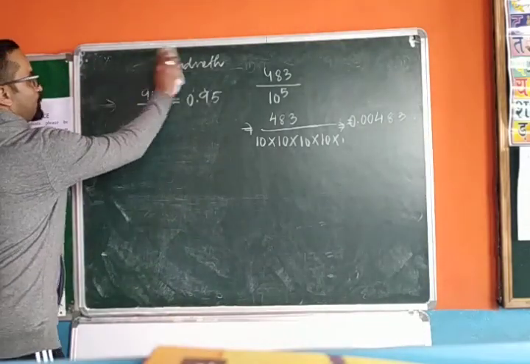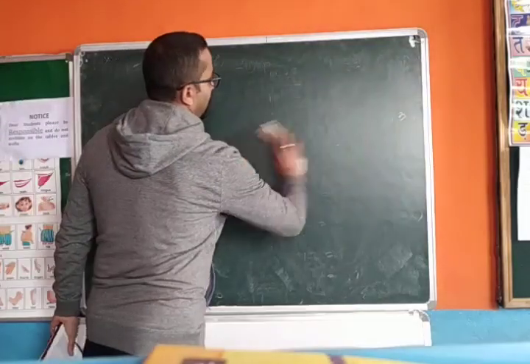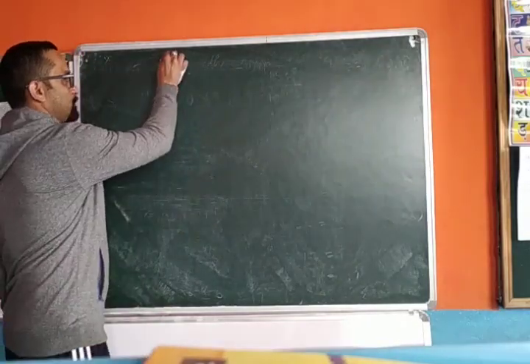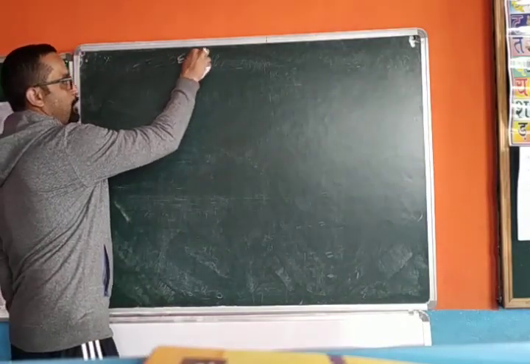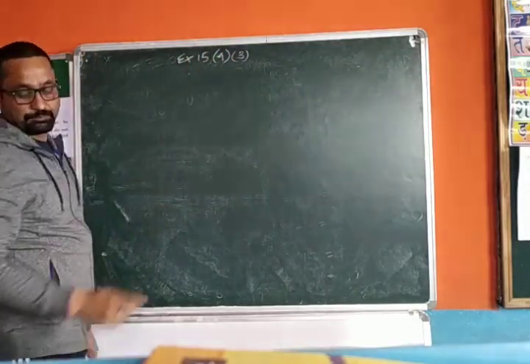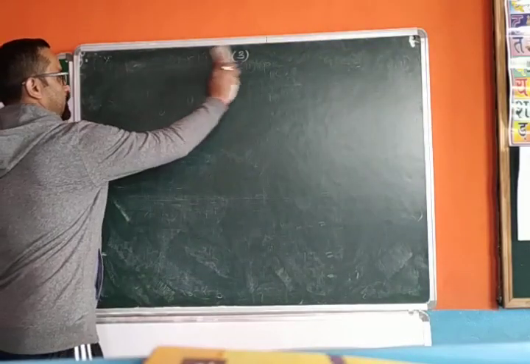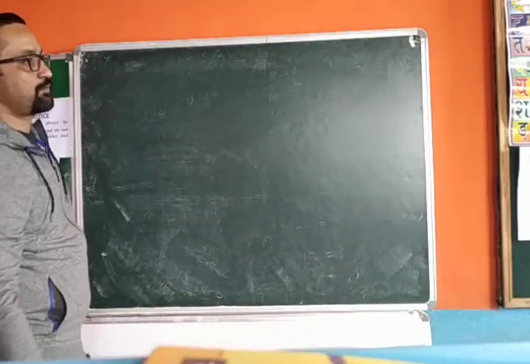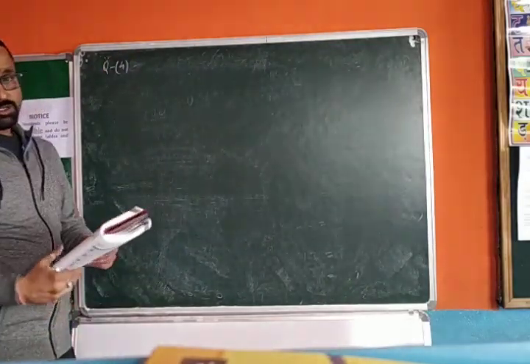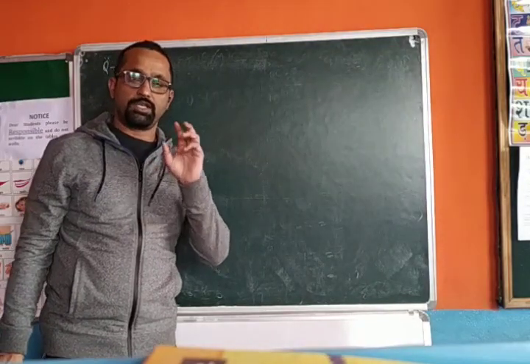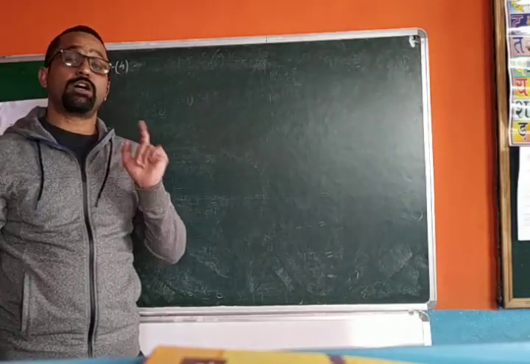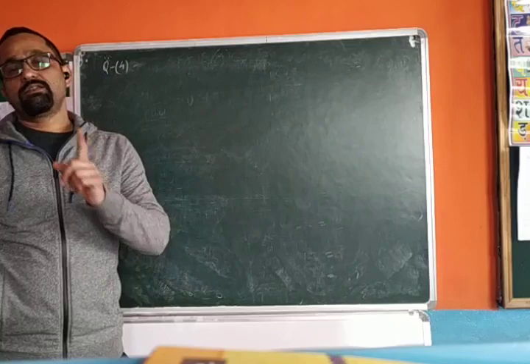I had asked you to do a few sums from the exercise, that is question number 3, exercise 15A, based on this property. Now let's take another example from question number 4. In this question number 4, you have to convert a given fraction into a decimal fraction, but the denominators are not 10, 100, 1000, etc.